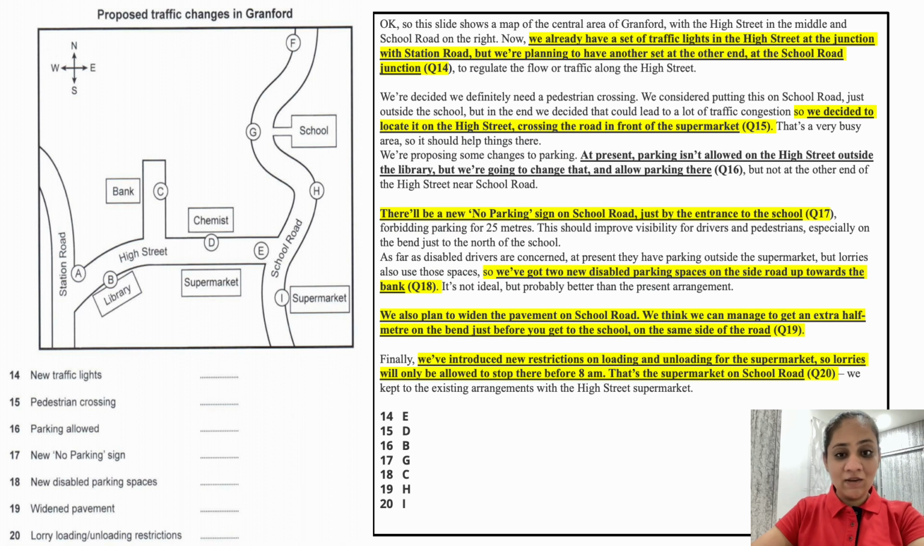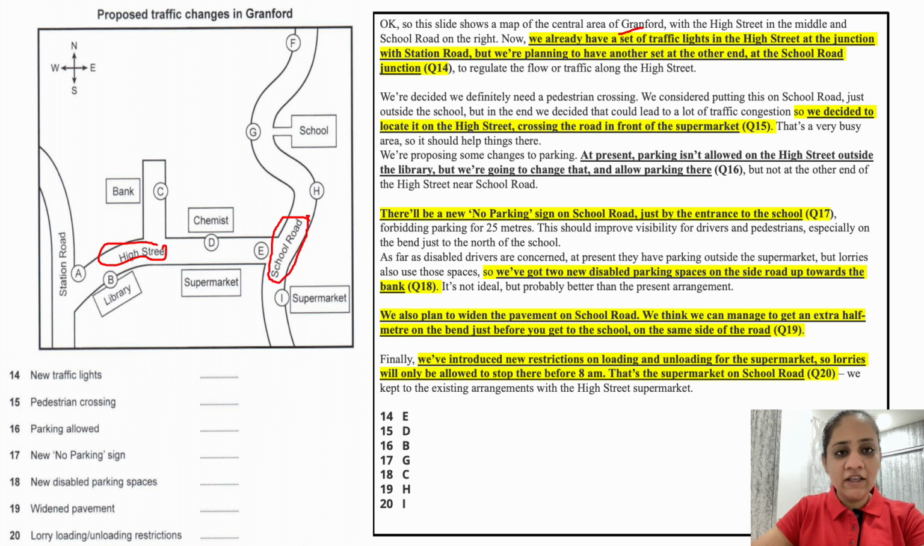Okay, so everyone has solved the map now. Let's clear the doubts and we'll discuss the answers first. So let's start with the audio script over here. This slide shows a map of the central area of Granford with the High Street in the middle and School Road on the right. High Street in the middle, and School Road on the right. Fine. So earlier also we have focused on these roads, right?